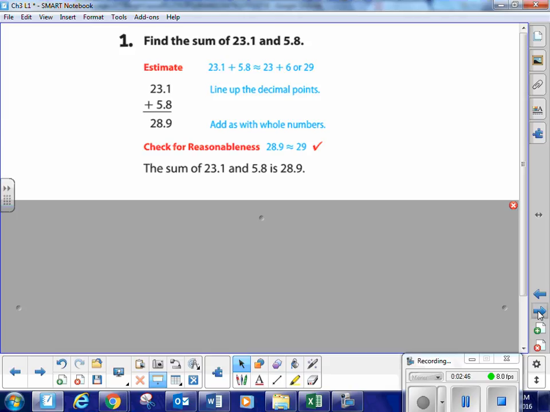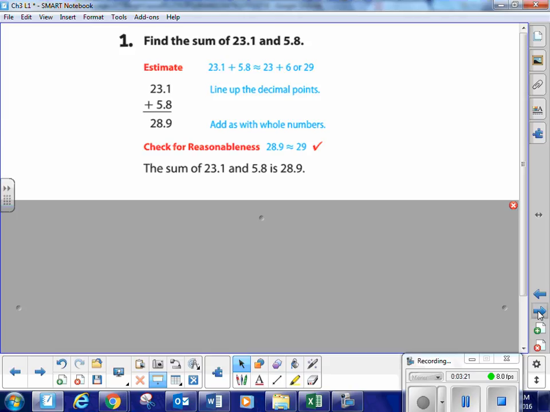Let me say that again. Sum is the answer to an addition problem. So just reading the problem, we know that we are adding these two numbers together. As we talked about just a second ago about rounding, they do an estimate first. I prefer to do my estimate second, but that's fine. They estimate that 23.1 is 23 because it is 4 or less in the tenths place. And 5.8 rounds up to 6 because 8 is in the tenths place, and that is 5 or more. So they round the two numbers to 23 plus 6, and that equals 29.